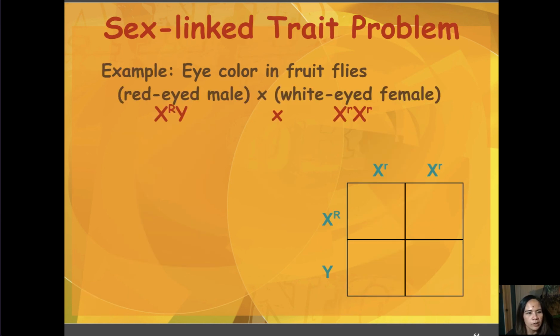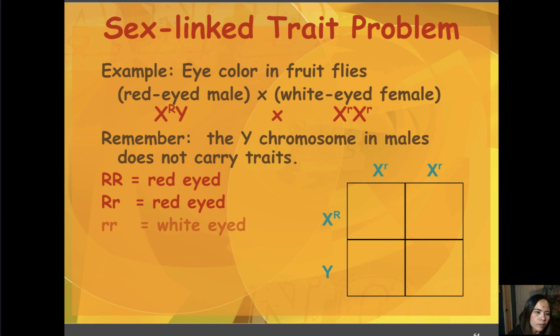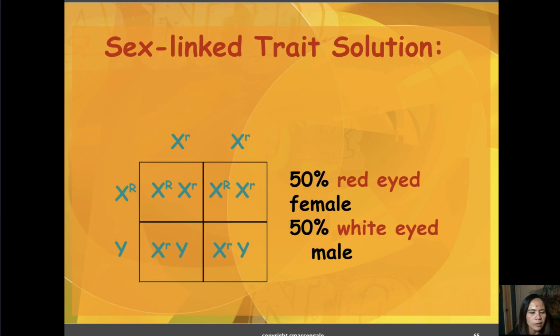So if it's a red-eyed male, as symbolized here, the red-eyed gene is on the X chromosome. It's crossed with a white-eyed female, as you can see here. White eye is a small r. When you cross them, the Y chromosome in males does not carry the trait, it's just the X chromosome. The capital R is red eye, capital R with small r is still red eye, and two small r's is white eye. When you cross them, this is how it looks. If the female has two small r's and the male carries the red-eyed allele, you can see there's a 50% chance of a red-eyed female and 50% white-eyed male.